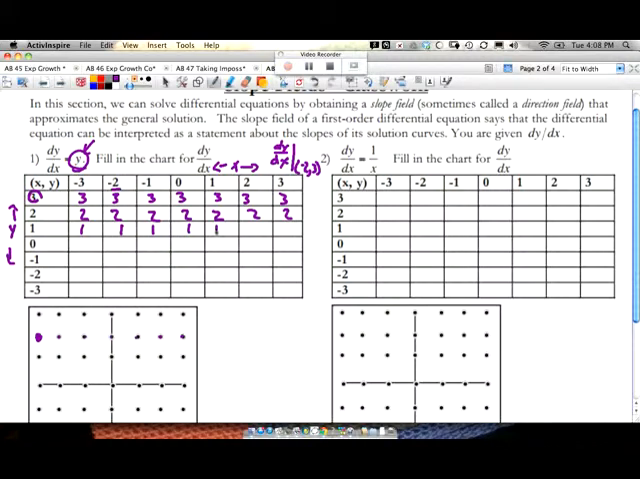And here's 1 all the way across, then 0 all the way across, then negative 1 all the way across, then negative 2 all the way across, and negative 3. Hopefully you guys were catching on to that pattern as well.